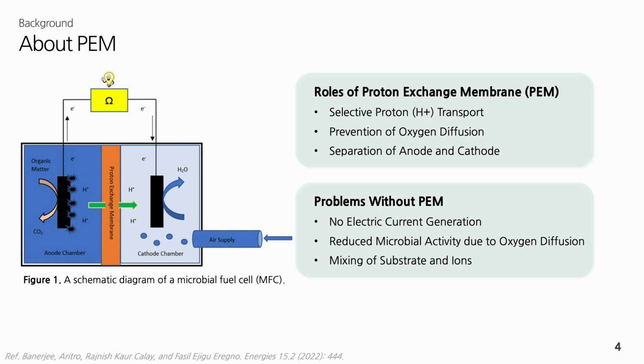However, removing the PEM introduces potential challenges. 1. Disruption of current generation. Proton transfer becomes less efficient, which can interrupt electron flow. 2. Oxygen diffusion. Oxygen entering the anode chamber can reduce microbial activity and substrate efficiency. 3. Substrate and ion mixing. The absence of a physical barrier can lead to system inefficiencies.